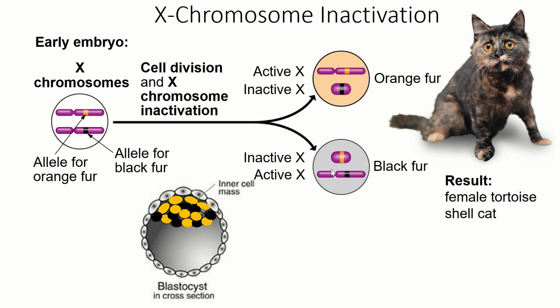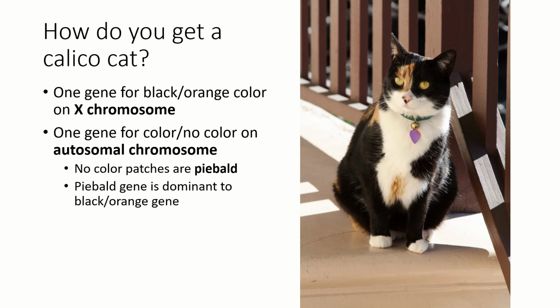Okay, does that make sense? So that's a tortoiseshell cat. That's black and orange all over. Now, there's also this beautiful little kitty. That's my cat. This is a calico cat. So the calico cat has black and orange and white.